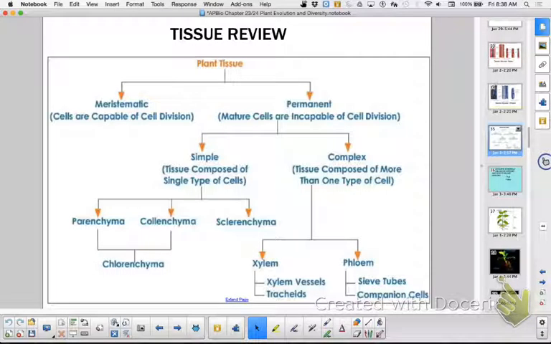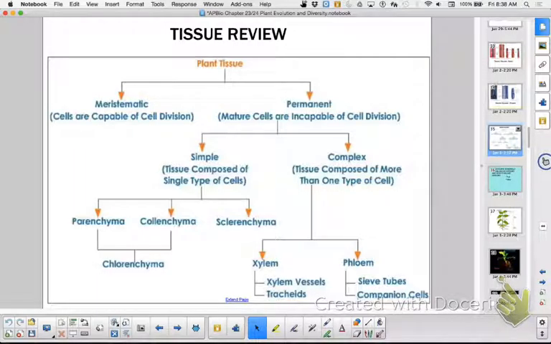And we are continuing on with Chapter 24. Chapter 24 is about flowering plants, structure, and organization. In our previous discussion, we went over all of these different tissue types, so let's review it really quickly. Meristematic tissues are tissues that are capable of cell division and growth.